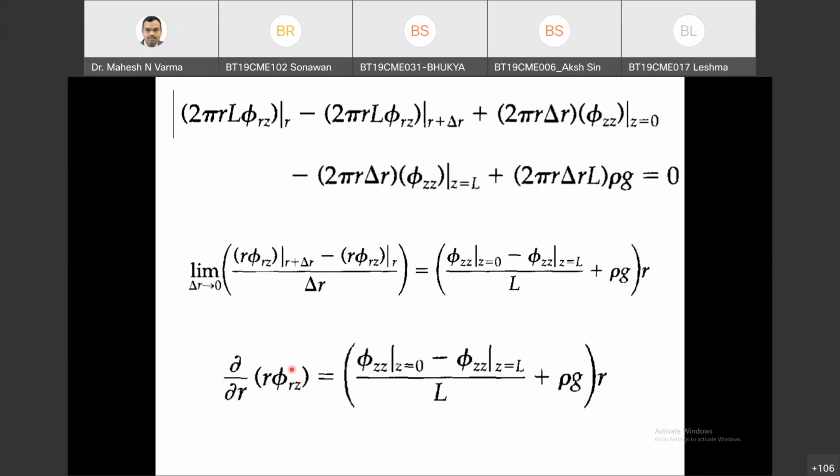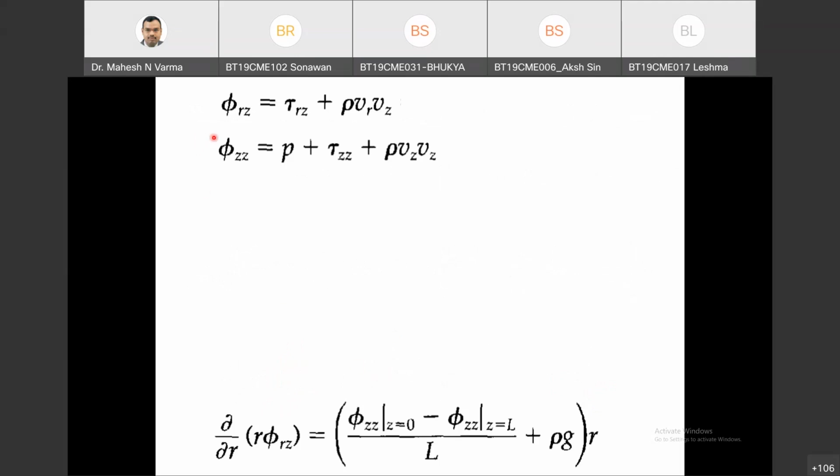Now I can substitute this definition of phi rz and phi zz. Phi rz will be equal to tau rz plus rho into Vr into Vz. Phi zz will be equal to P plus tau zz plus rho into Vz, and tau zz equals 0 because there is no variation of z velocity in z direction. Substituting it here and rearranging the equation.